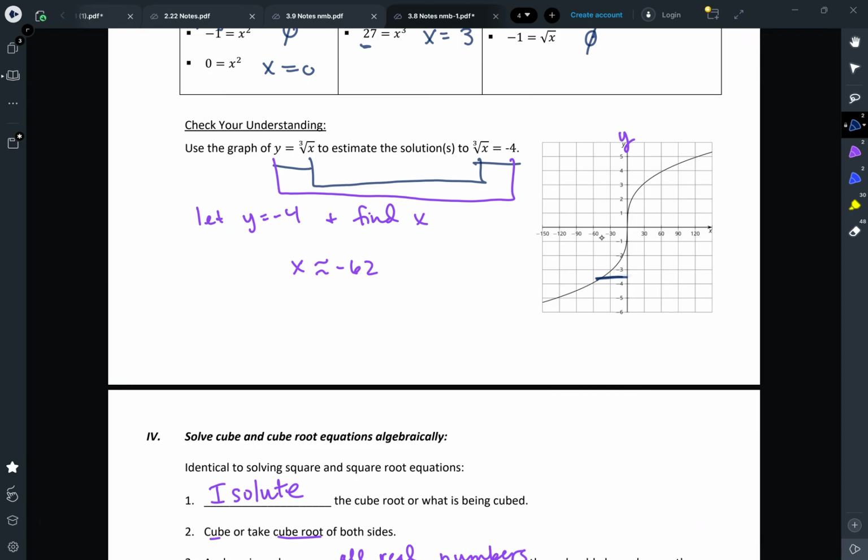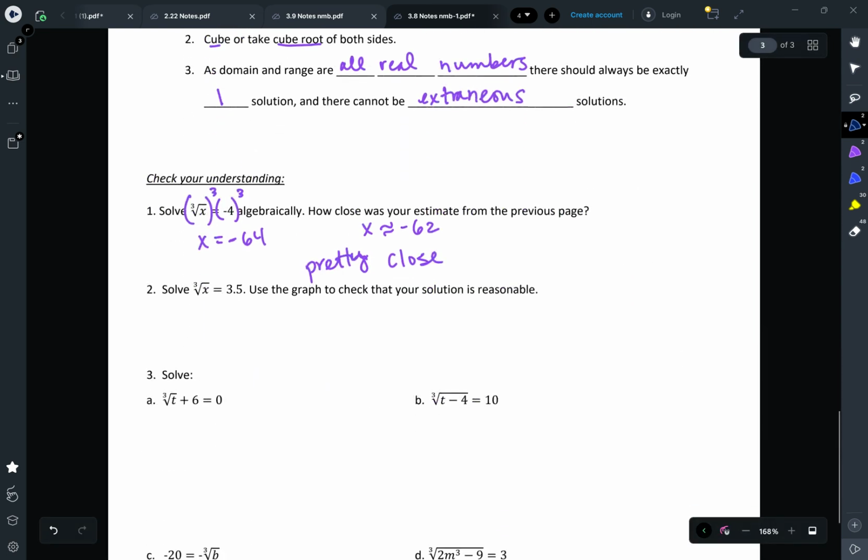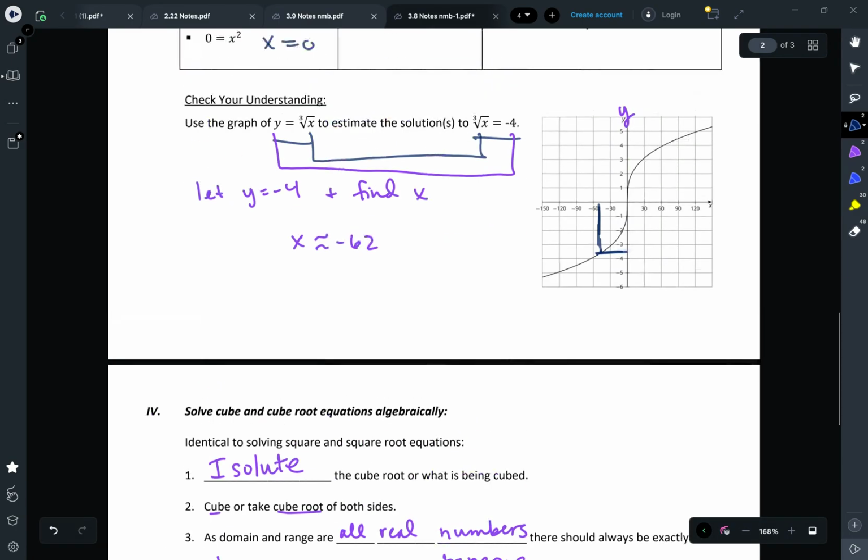3.5. So about here, so maybe -50, -48, I'm not really sure. I'm just going to make up a number. I can tell what two it's between. So my estimate is going to be, oh sorry, it needs to be a positive 48 because I need to go for positive 3.5. So that's going to be in here.